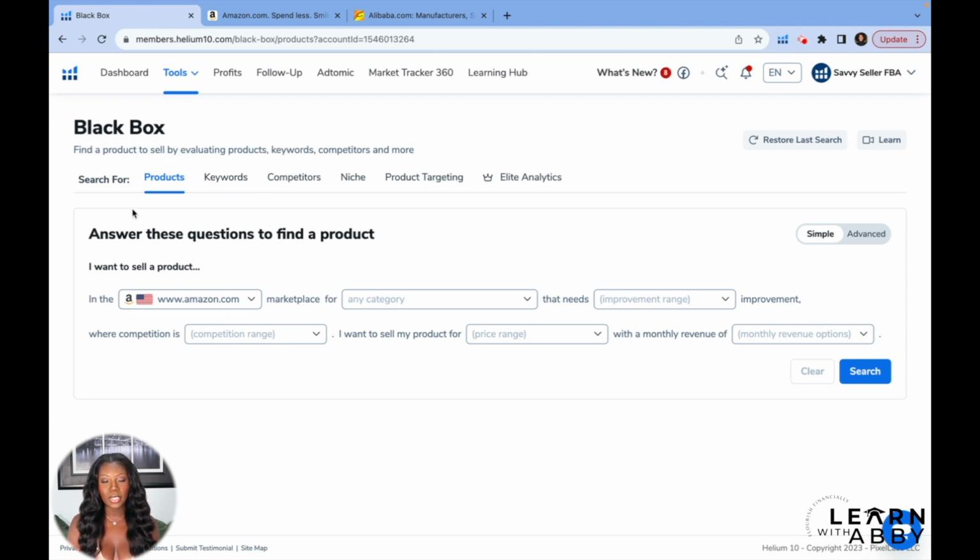So as you can see here, it is giving you the simple view of how to kind of get started. You can toggle to go to advanced, but for now I'm just going to keep it at simple because we don't know anything, am I right? So let's start with the simple version.